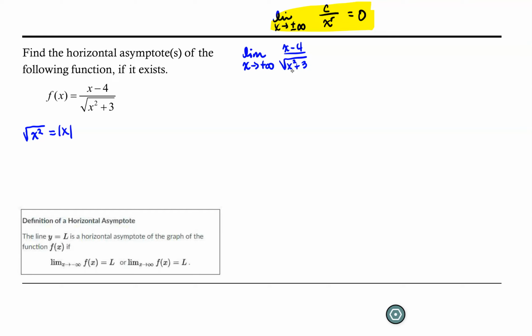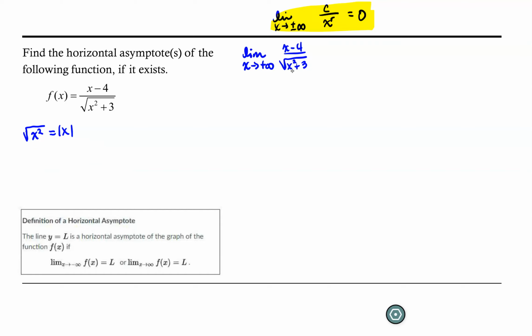If this throws you off for a moment, consider taking the square root of negative 3 squared. I would have to square negative 3 first, which would give me 9, and then the square root of 9 would give me 3. And notice the result of squaring first and taking the square root returned a positive 3, whereas we started with a negative 3. So it returned the absolute value of that negative 3.